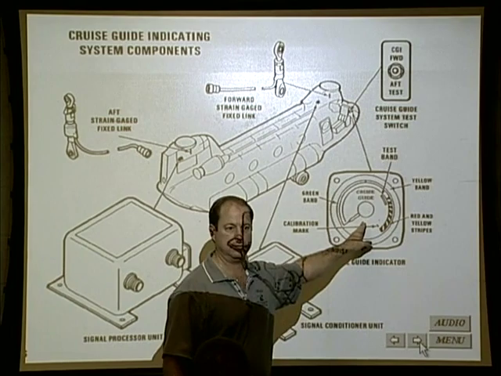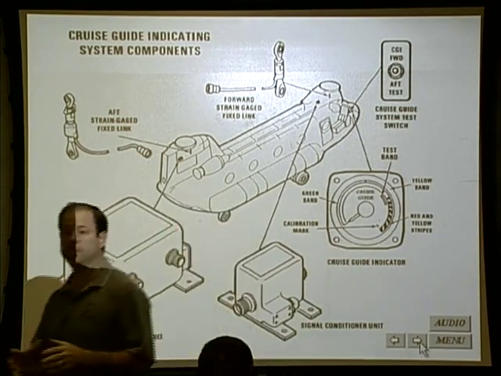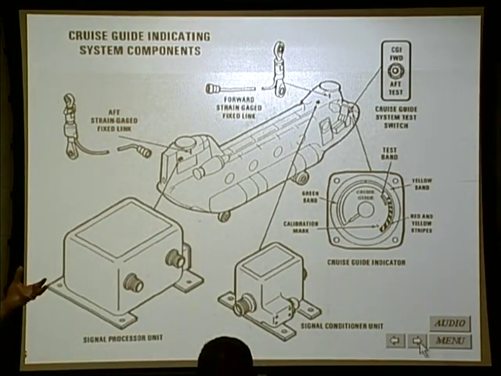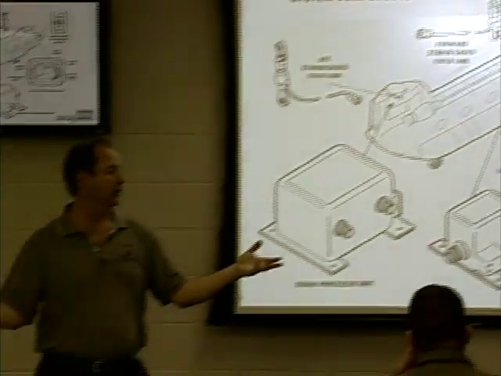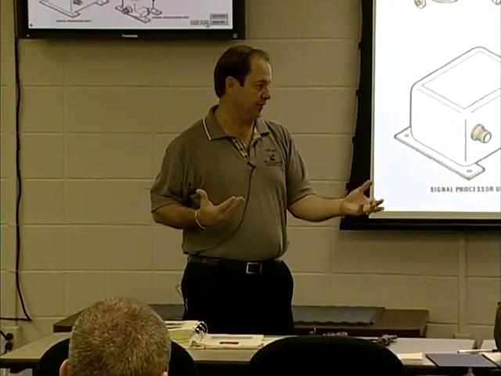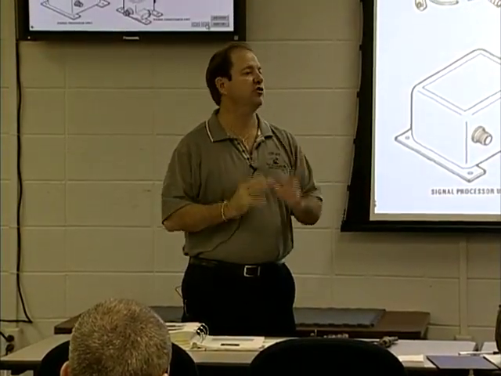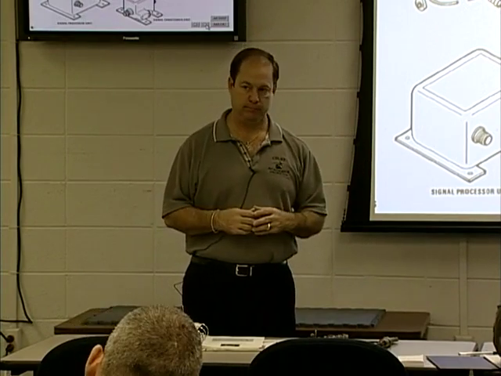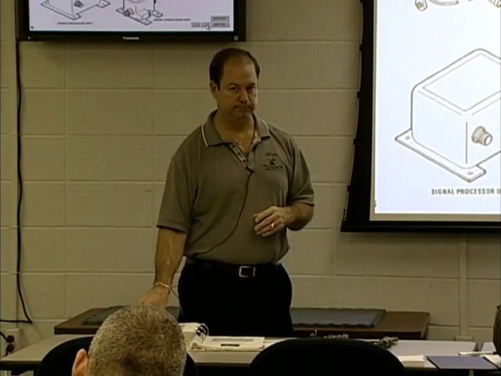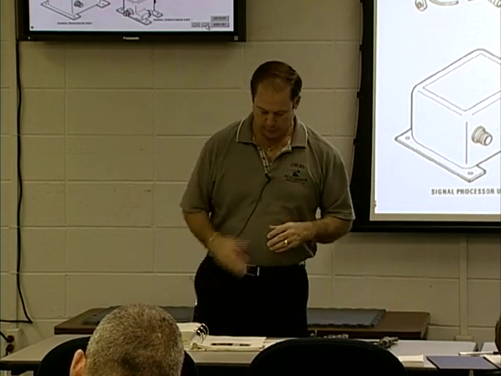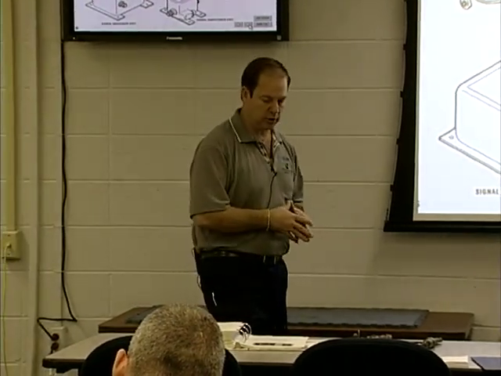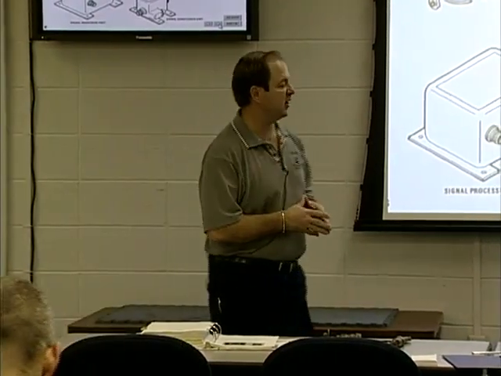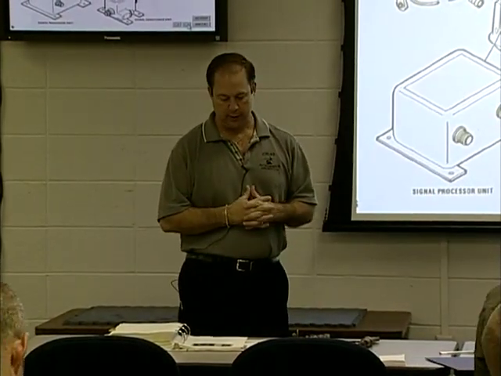in the cockpit. Now, you don't know if there's more stress on the forward than the aft, or the aft and the forward. The system doesn't tell you that. It just shows you the worst case between the forward and the aft. Any questions about that? Okay. And we talked about the cruise guide test switch and where it's located.